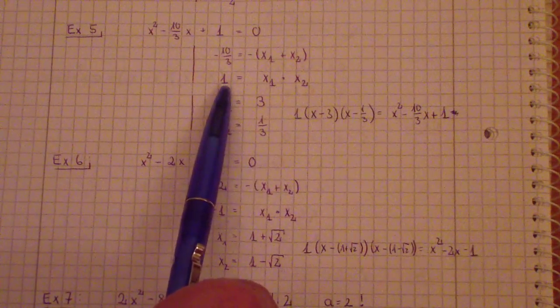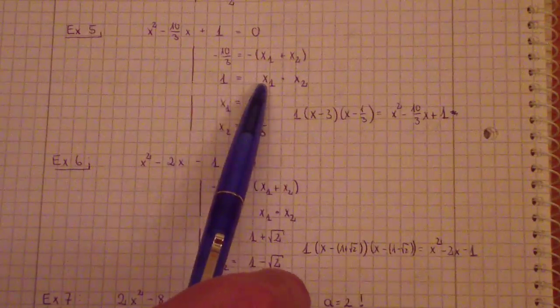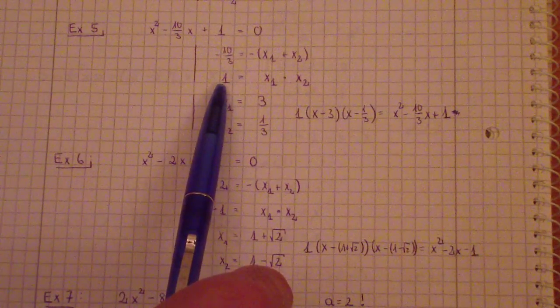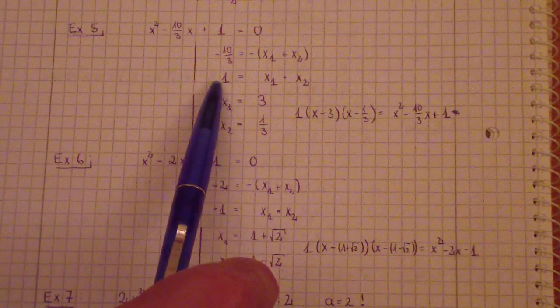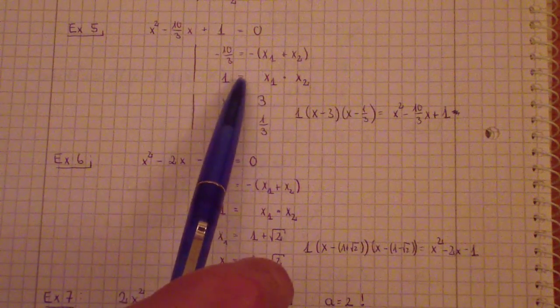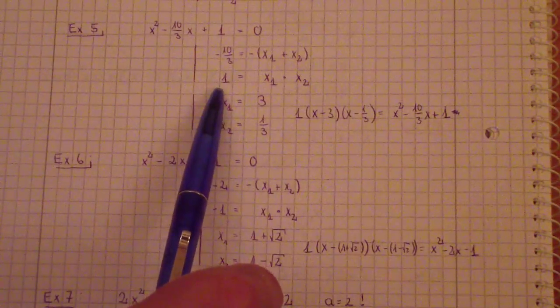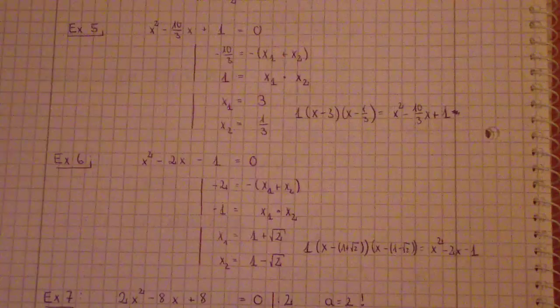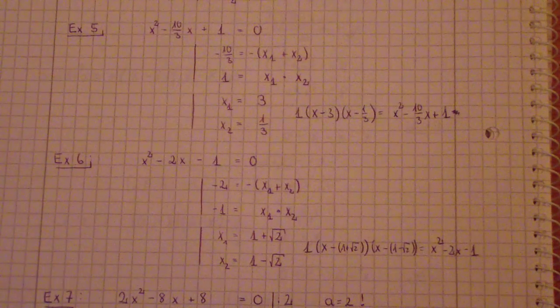Okay, now if you look at this, you see 1 is equal to x1 times x2, so if you multiply it, you get 1 out. If you put x2 to the right hand side, you see that 1 over x2 is equal to x1. This means that the solutions are reciprocally connected to each other.